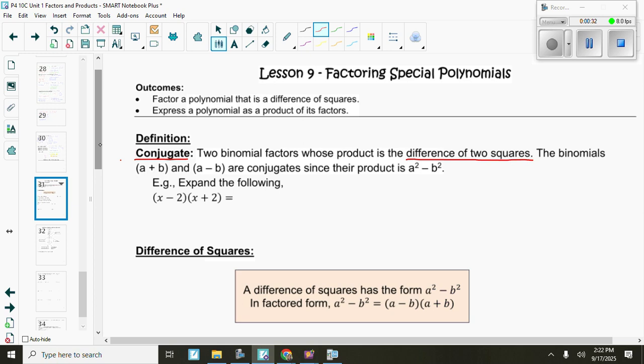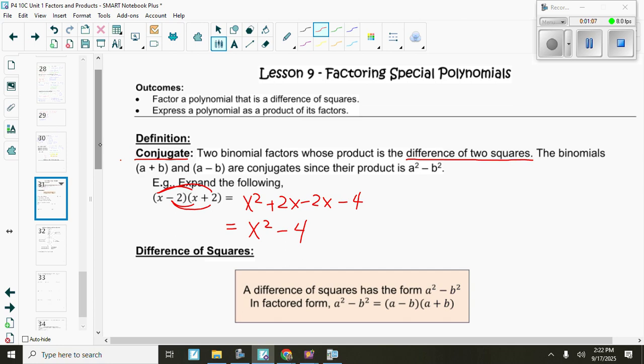So here's our example. When we FOIL this, we end up with x squared plus 2x minus 2x minus 4, which is the same as x squared minus 4. So a conjugate always produces two terms. Remember when we did a binomial and a binomial? We always found that normally, when you multiply them together, we end up with three terms, except for this special case of a conjugate, which gives us only two terms.